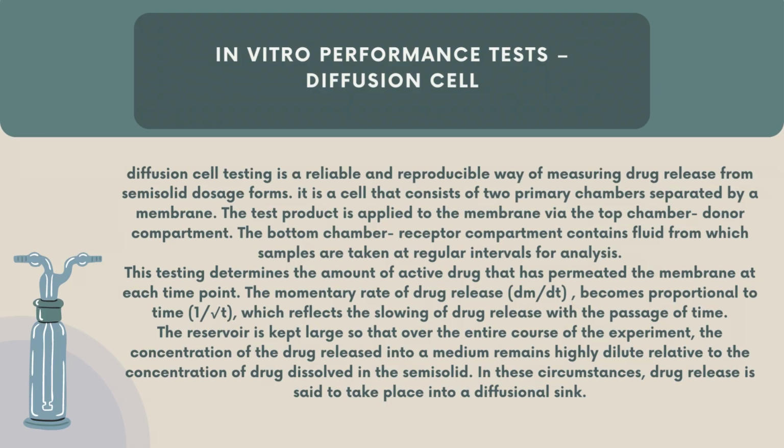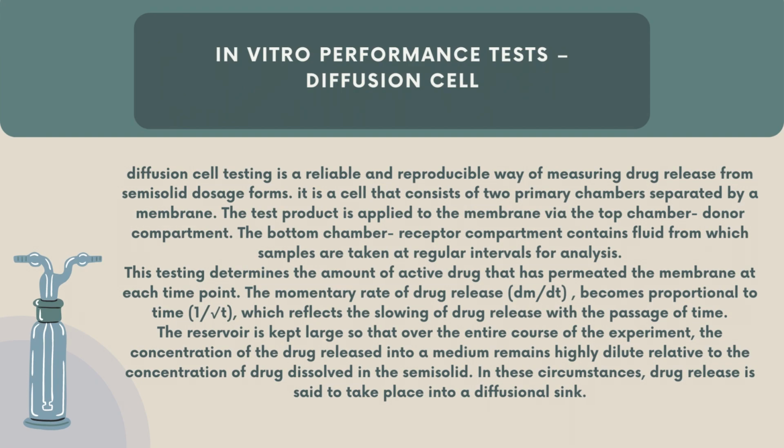In vitro performance test, diffusion cell. Diffusion cell testing is a reliable and reproducible way of measuring drug release from semi-solid dosage forms. It is a cell that consists of two primary chambers separated by a membrane. The test product is applied to the membrane via the top chamber, the donor chamber. The bottom chamber, the receptor chamber, contains fluid from which samples are taken at regular intervals for analysis. This testing determines the amount of active drug that has permeated the membrane at each time point.